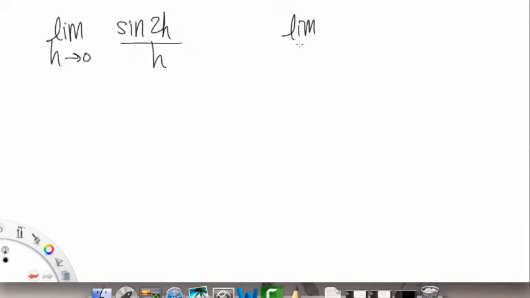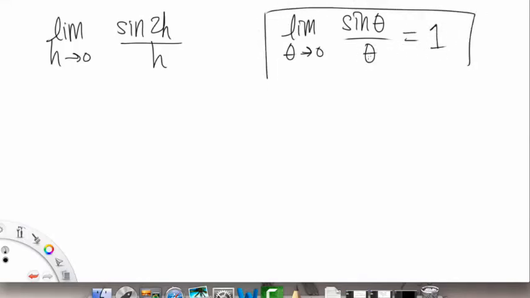Okay, so let's do an example. What we're going to solve is limit as h goes to 0 of sine of 2h over h. Here, this kind of looks like the one that I just went over, right? I introduced that here, so that was limit as theta approaches 0 of sine theta over theta. That one equals 1. This is a totally different thing. That's just one of those key concepts that would benefit you to know. But anyway, this is almost there.